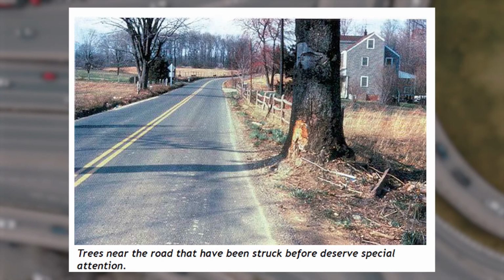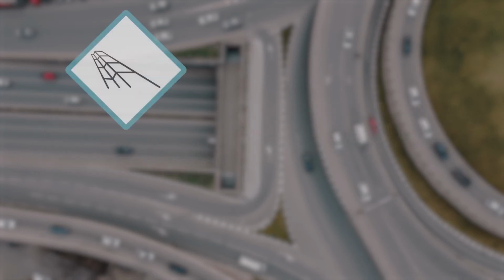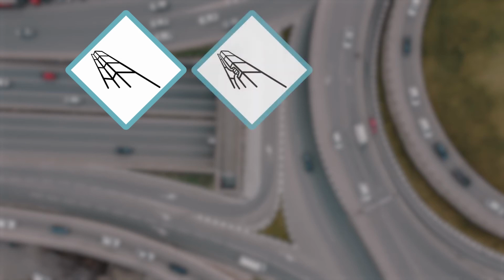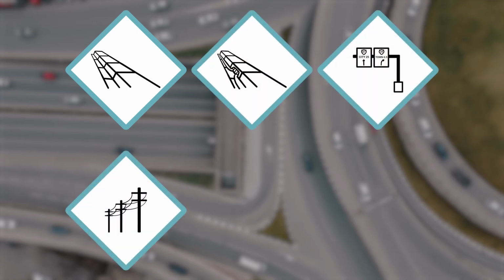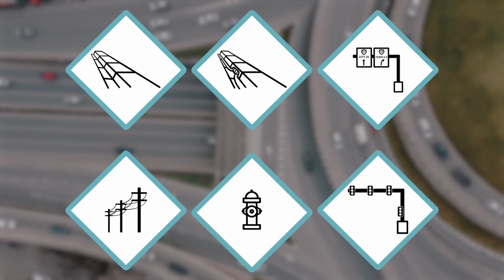Trees that are near the road that have obviously been struck before deserve special attention. For urban environments, right-of-way is extremely limited, and in many cases it is not practical to establish a clear zone using the guidance provided in the AASHTO Roadside Design Guide. Urban environments are usually characterized by sidewalks beginning at the face of the curb, enclosed drainage, numerous fixed objects such as signs, utility poles, luminaire supports, fire hydrants, sidewalk furniture, etc., as well as frequent traffic stops.